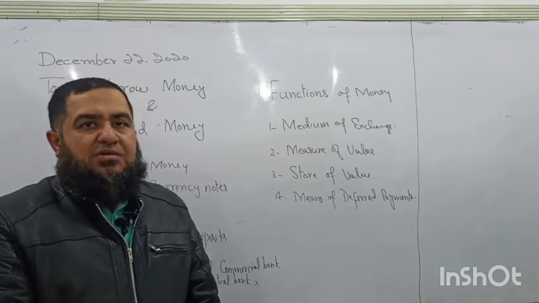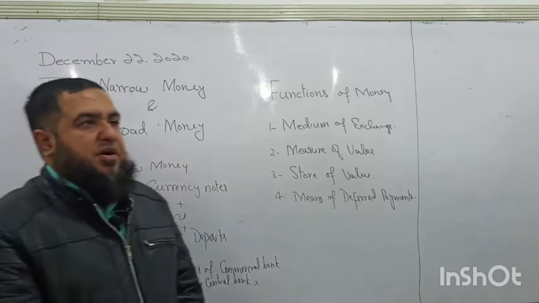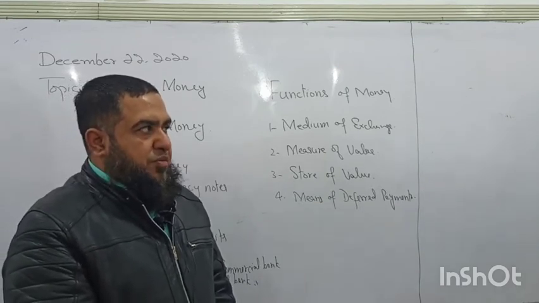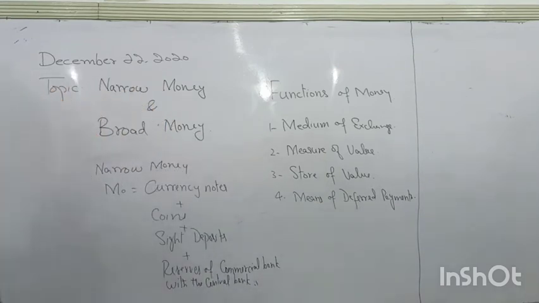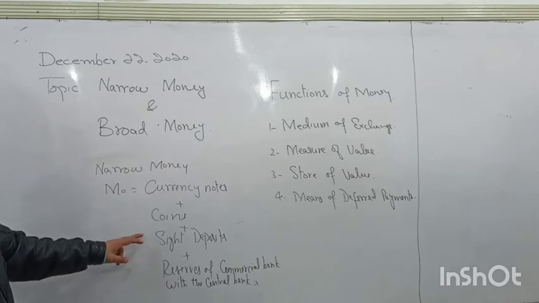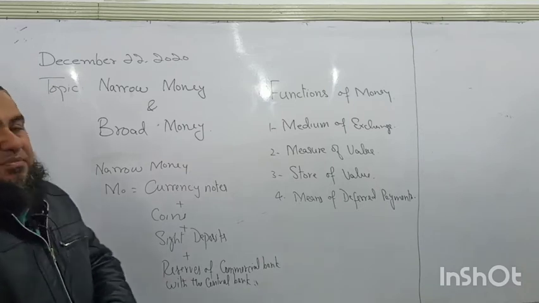So the current account deposit is not paying any interest, and it is the same as money in our pocket or in our locker at home, that can be used for buying goods and services. It is only kept with the bank for safekeeping. So currency in circulation, coins, sight deposits plus the reserves of commercial banks with the central bank.